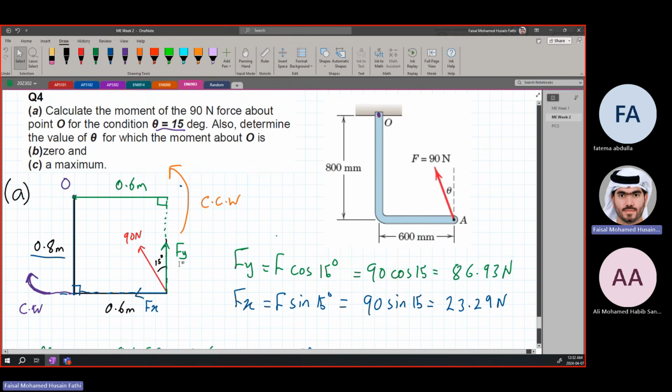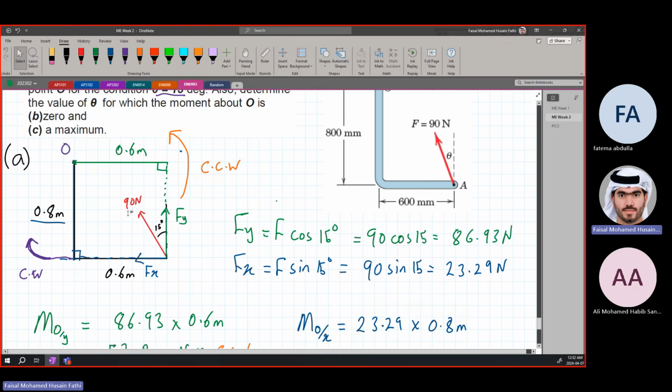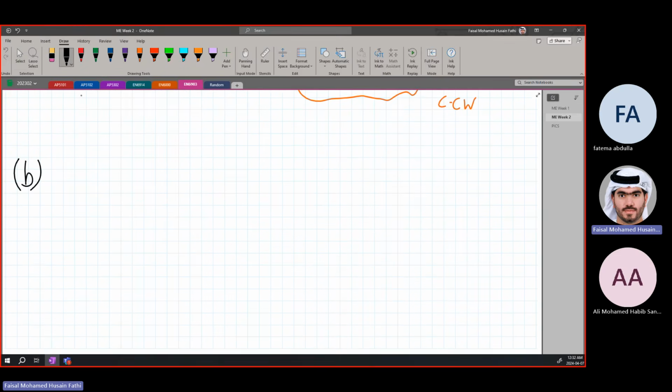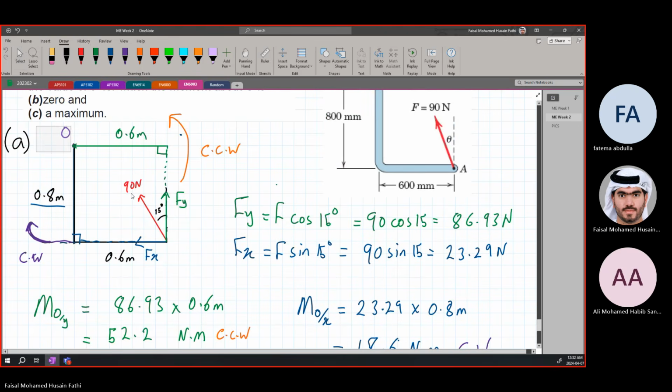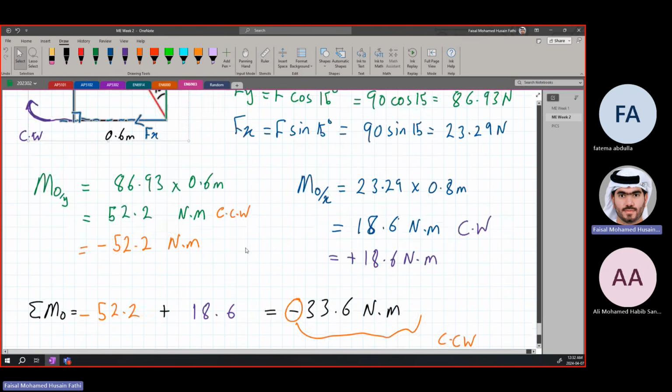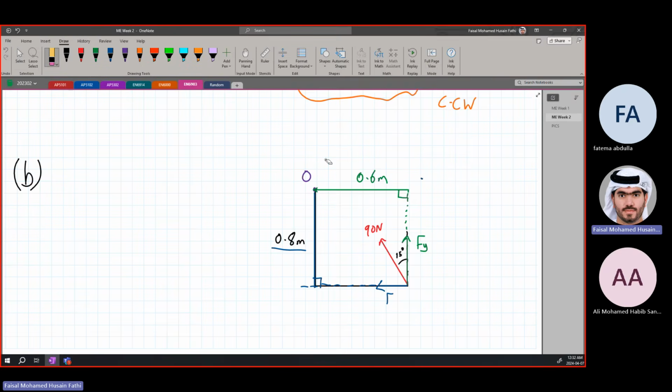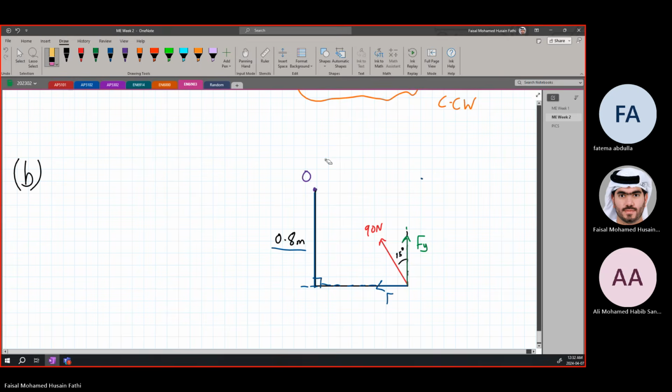About how you can find whether it's clockwise or counterclockwise. Okay, there is a different way you can do it. This part, I copy pasted it. It will make the whole thing easier for you now.